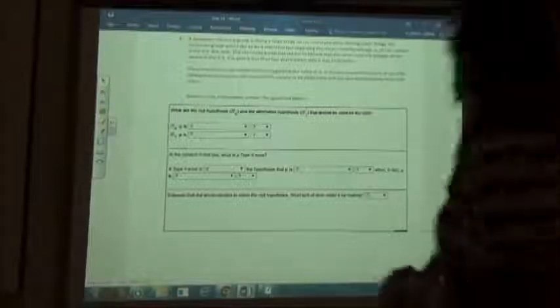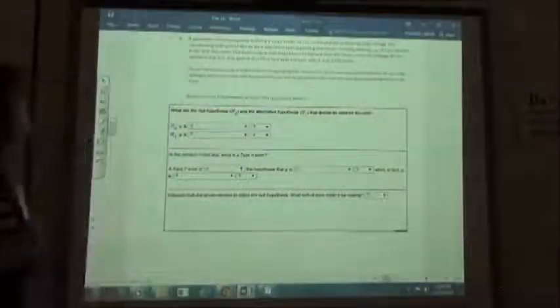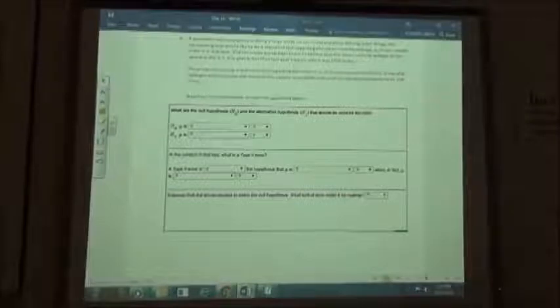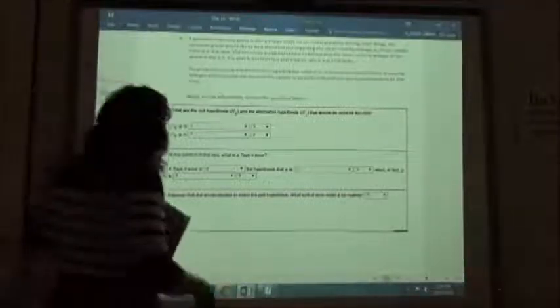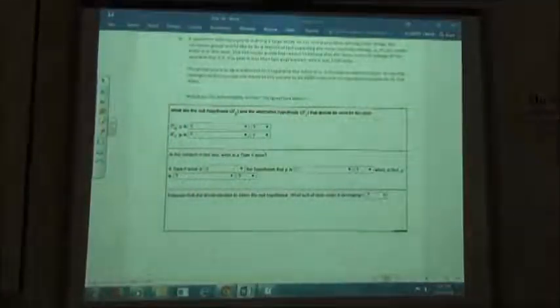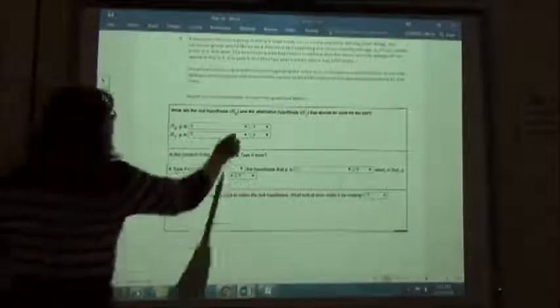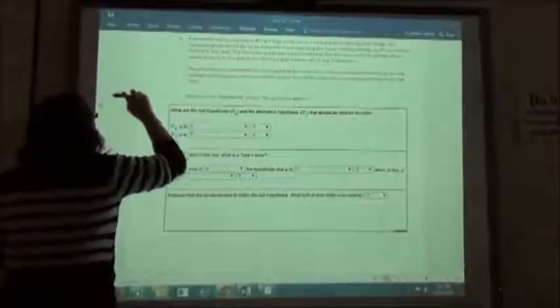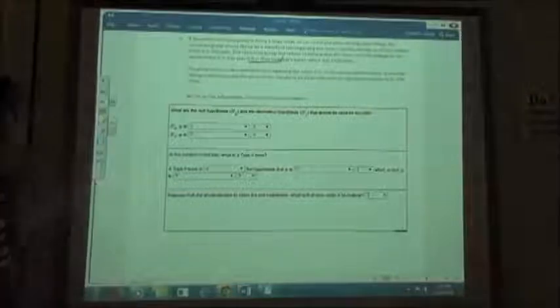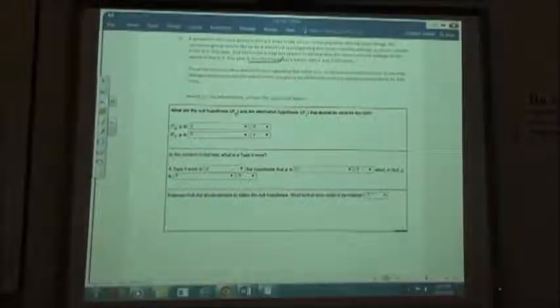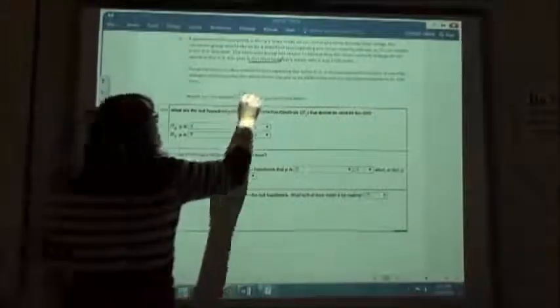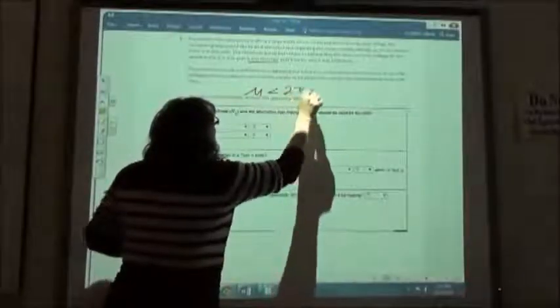So number 6. A consumer advocacy group is doing a large study on car rental practices. Among other things, the consumer group would like to do a statistical test regarding the mean monthly mileages of cars rented in the U.S. this year. The consumer group has reason to believe that the mean monthly mileage of cars rented in the U.S. this year is less than last year's mean, which is 2,750 miles. So my mean is less than 2,750.